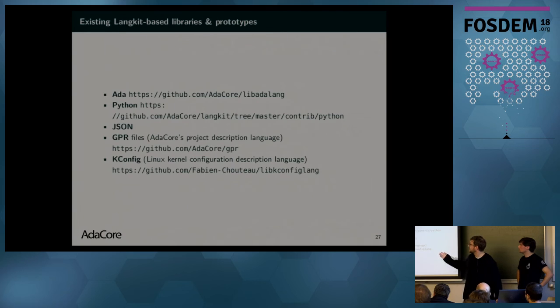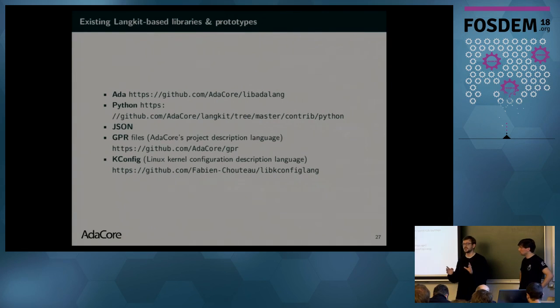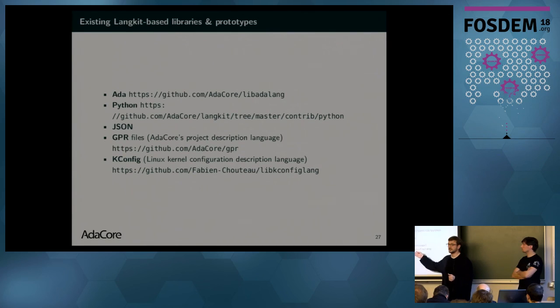So we already have a few prototypes for frontends based on Langkit. So we have Ada, libadalang, that is the most complete. And we have a Python one. So for Python, we mostly have the parser. But we have a very simple model of how the scoping works. So in Python, since it's a dynamic language, you don't really have static scoping. But you can model it so that you can use it in IDEs. So we have that. And we played with other simple languages like JSON or kconfig to prove that we can actually generate frontends for more languages. And for the moment, that's all.